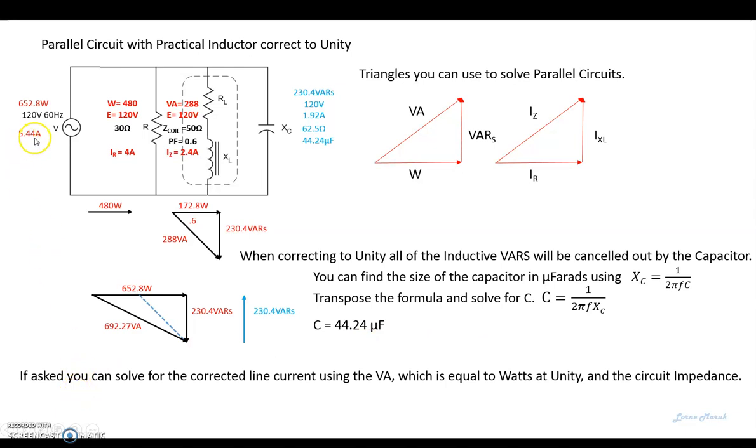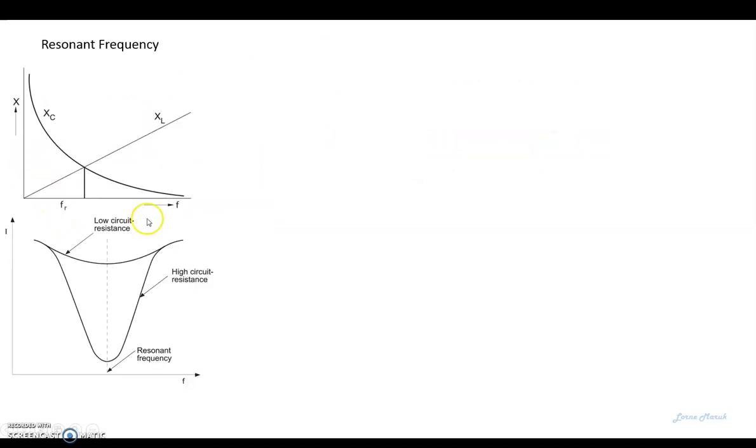If asked, you could also solve for your overall line current. And in this case, at unity, our VA is equal to our watts, so we'll use this value divided by 120 to get our line current, and of course 120 divided by 5.44 to get our overall impedance of the circuit.